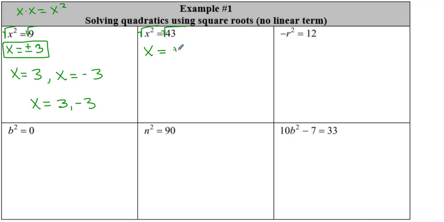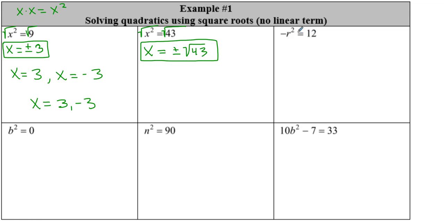So when you get that, remember, you must have that plus or minus. And since we cannot square root 43 or even simplify it, we can just leave our answer as plus or minus radical 43. Okay, very simple.